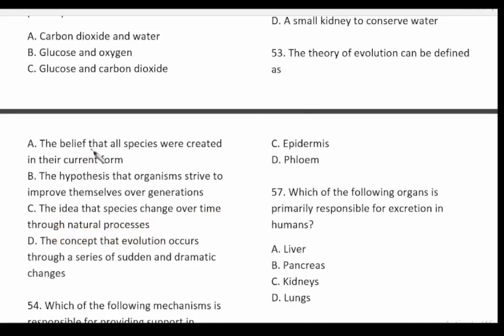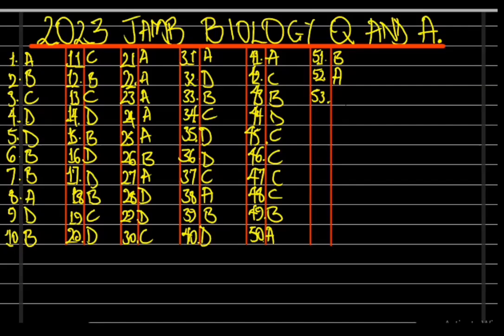It is not that species were created in their current form. No. It is also not that organisms strive to improve themselves generation over generation. And it is not because evolution has occurred through a series of sudden or dramatic changes. It is because these changes have taken place over a very long period of time and they are taking place through natural processes. So that is option C.